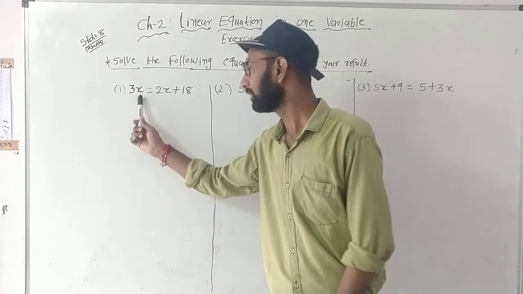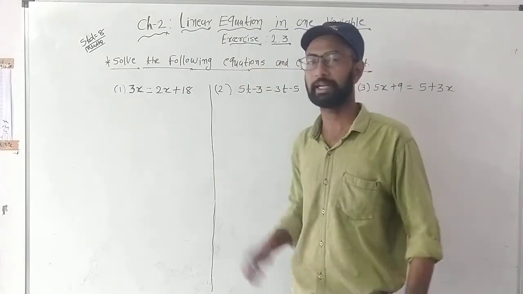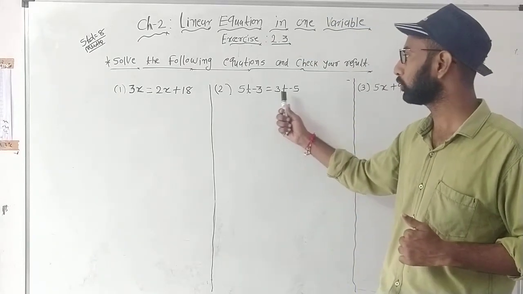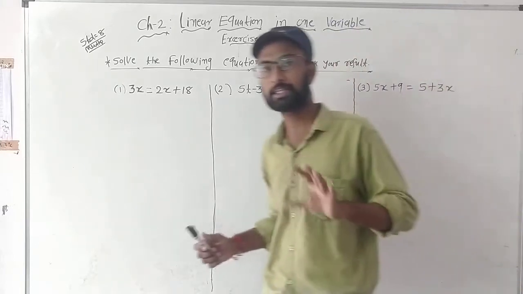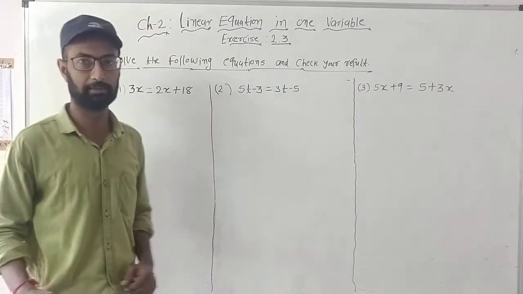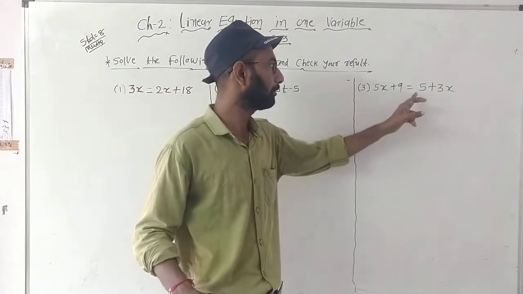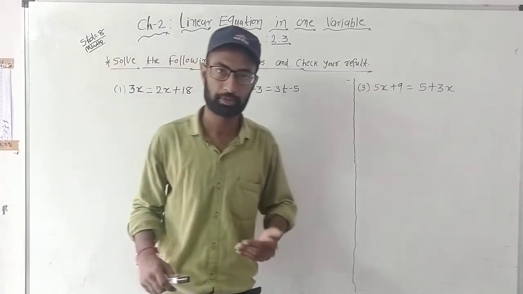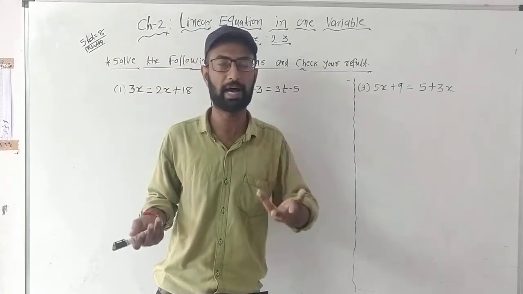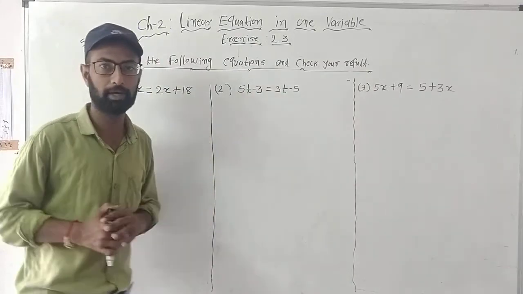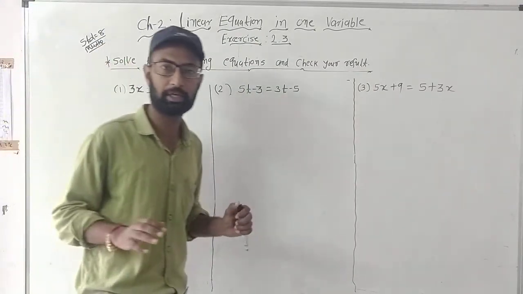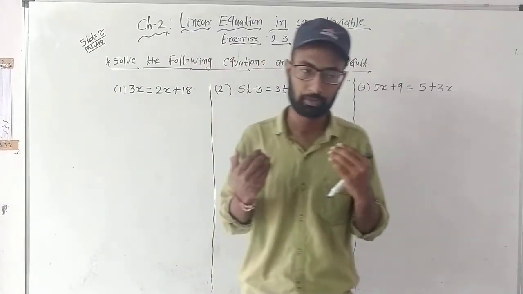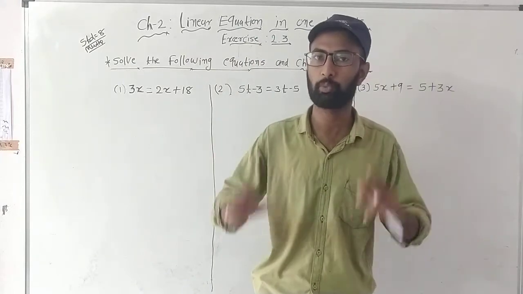Suppose in this equation, 3x is equal to 2x plus 18, the variable is x. In the second equation, 5t minus 3 is equal to 3t minus 5, here x is not the variable. Here t is the variable. Here 5x plus 9 is equal to 5 plus 3x, here again x is the variable. So the variable might change. It could be b, c, y, p, q, anything. But it doesn't matter what variable has been given to you. Wherever you are asked to solve the equation, you just need to find out the value of that variable.